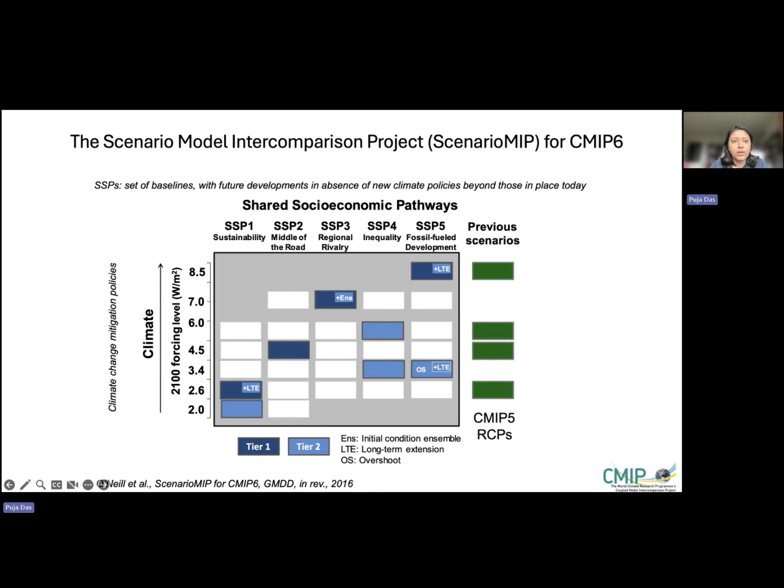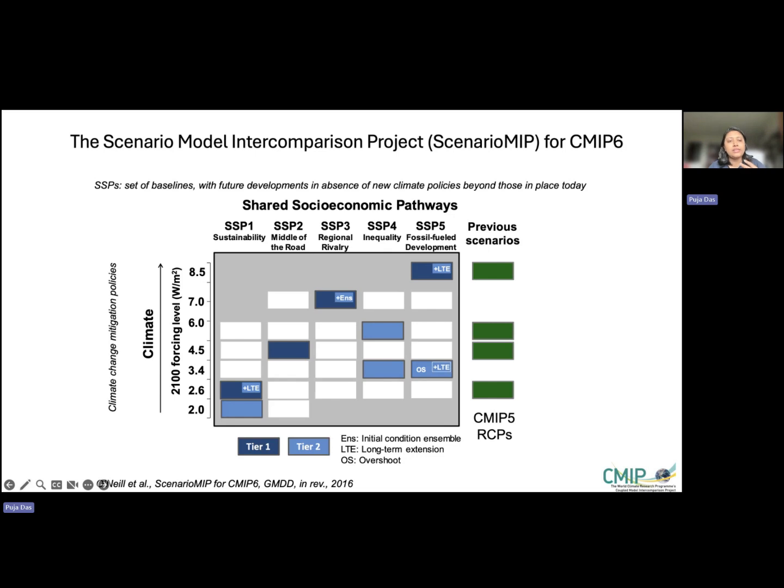Now coming to the scenario model intercomparison that I talked about, ScenarioMIP for CMIP6, and shared socioeconomic pathways. What they do is try to figure out what the future projection scenarios would be. So how much warming will we get? You can see this 2100 forcing level in watts per meter squared.